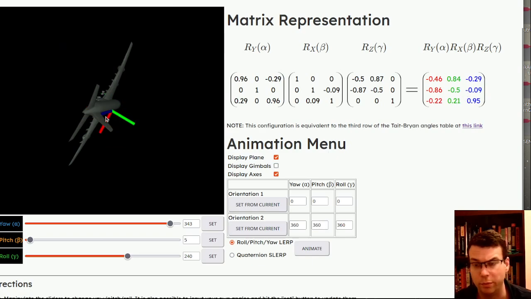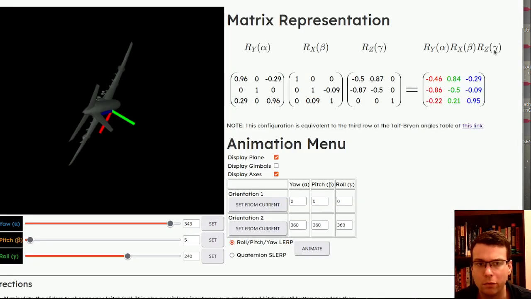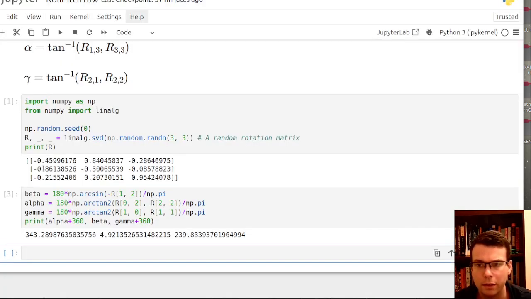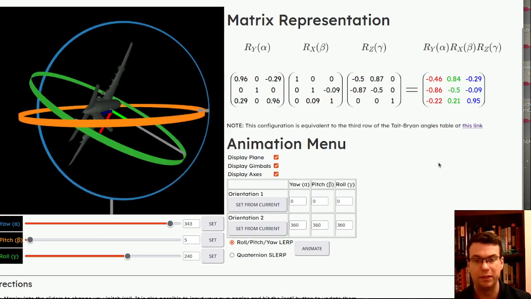Doesn't look like a particularly pleasant position of the plane, but is it right? So negative 0.46, yep, 0.84, negative 0.29, yep, that looks like it. Okay, so there you have it. Given any right-handed coordinate system described as a rotation matrix, I can give you these angles in the gimbal system I created here to realize that.